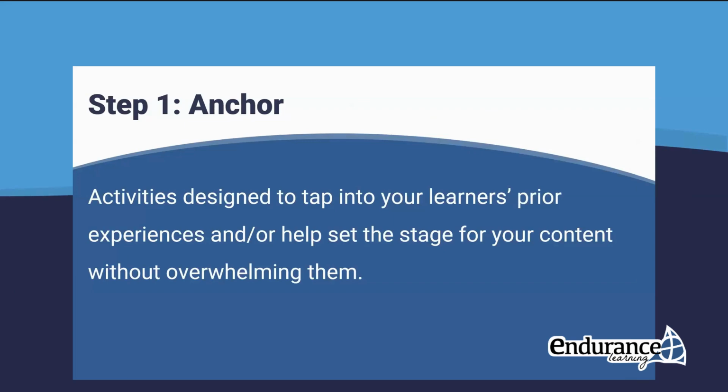All right, so let's talk about each of these steps in order, and I'll get back to this magnet poetry activity. The first step is an anchor step. These are activities designed to tap into your learners' prior experiences or help set the stage for your content without overwhelming people first. When I deliver a train the trainer session or when I'm observing facilitators, this is the step that I most often see skipped. People start talking just about their content without thinking, how do I ease my learners into this? How do I tap into what they already know?